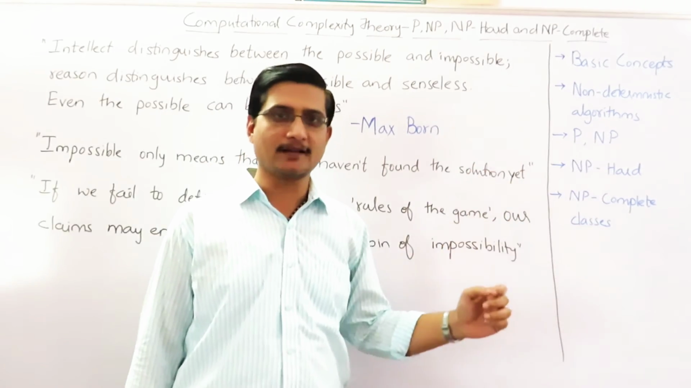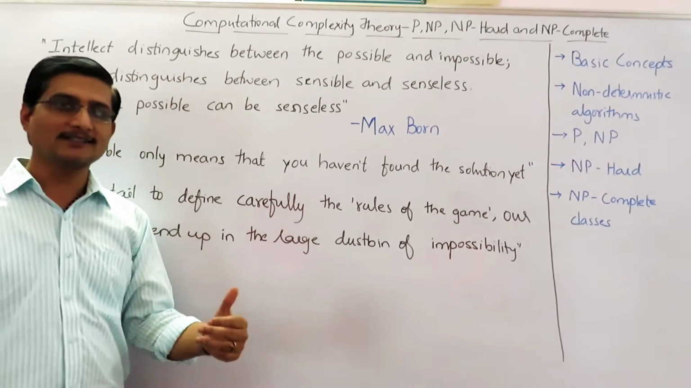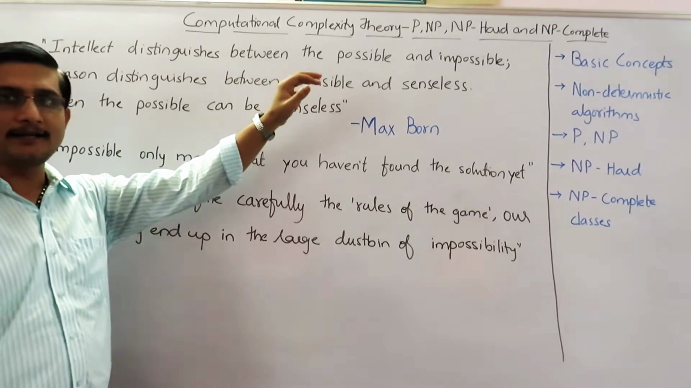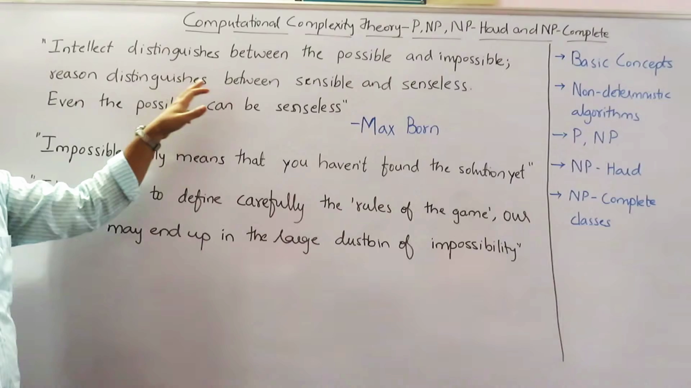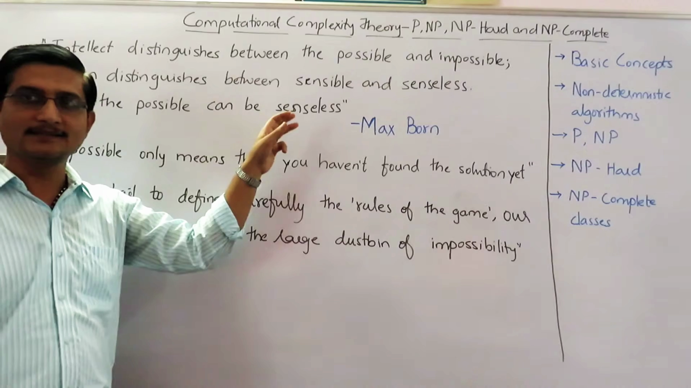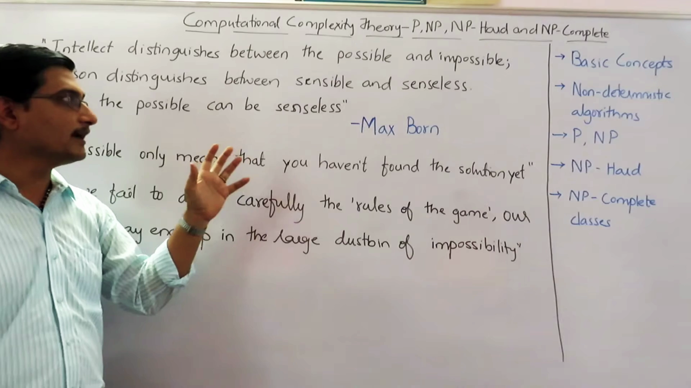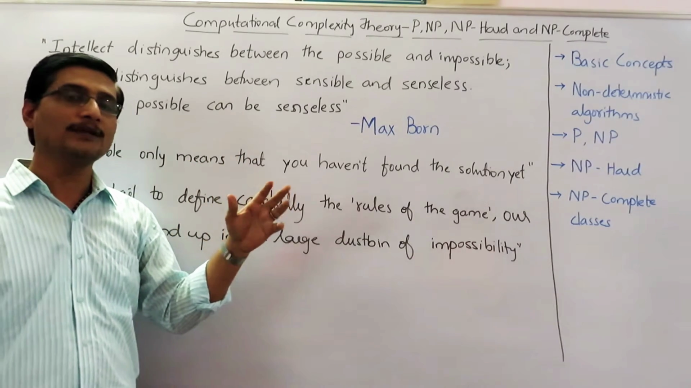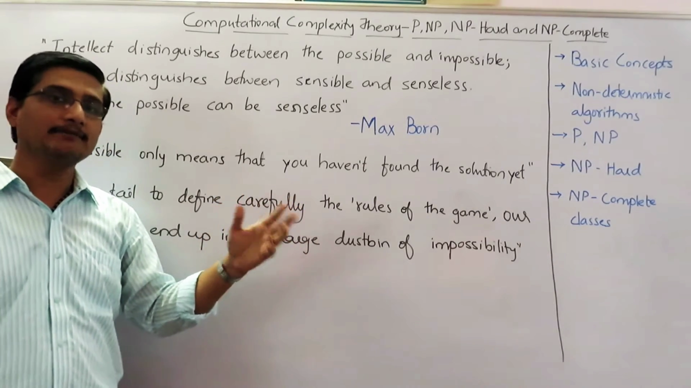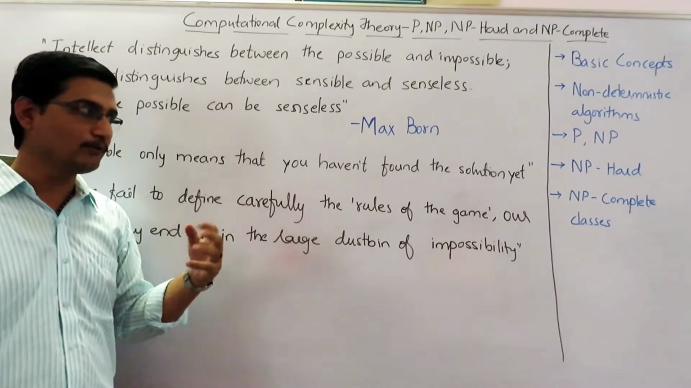Before starting the topic, let us discuss some very famous quotes which may help us to understand this concept more clearly. Intellect distinguishes between the possible and impossible, and reason distinguishes between the sensible and senseless. Even the possible can be senseless. This was said by Max Born. When we are researching something, we think of doing something impossible, and we make it possible. Even if it is possible, sometimes it can be senseless. This should be in our mind when we are doing something new.